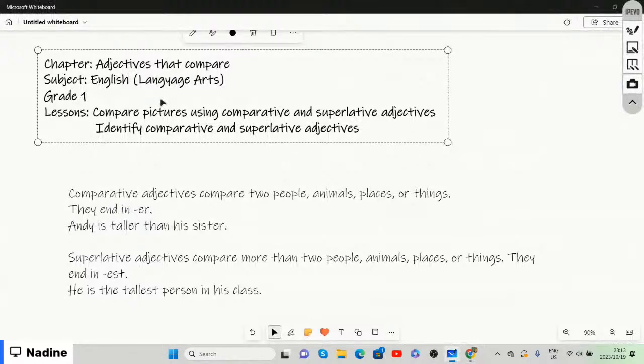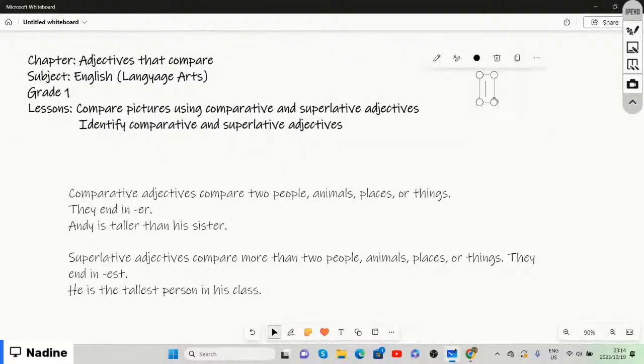Our subject is English, which is language arts, grade 1. And our focus lessons under the chapter of adjectives that compare are to compare pictures using comparative and superlative adjectives, and to identify comparative and superlative adjectives. So that is going to be our two focus lessons under the chapter of adjectives that compare.